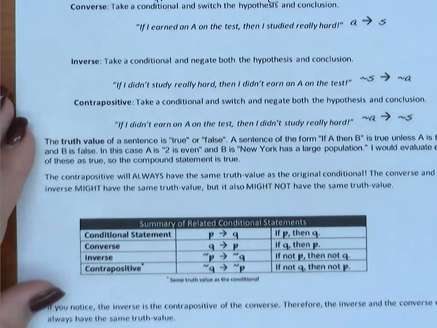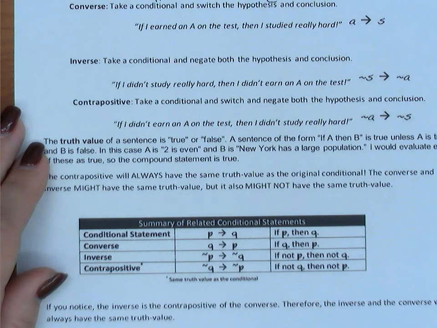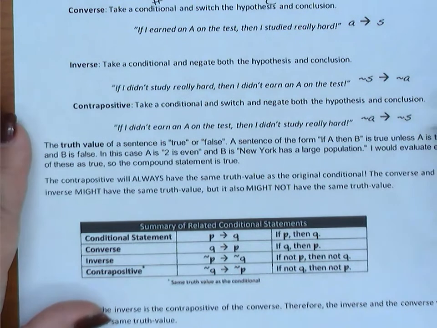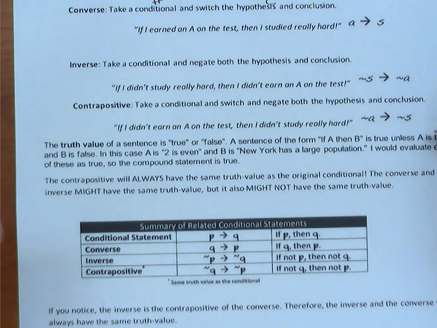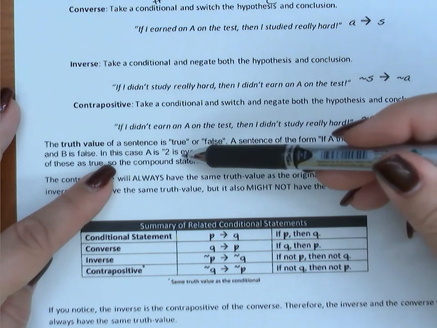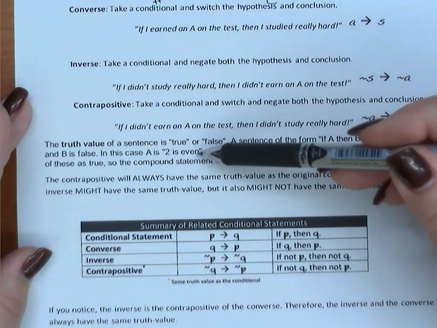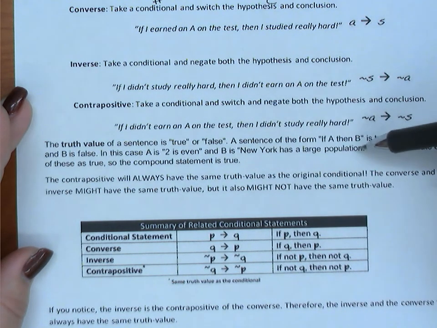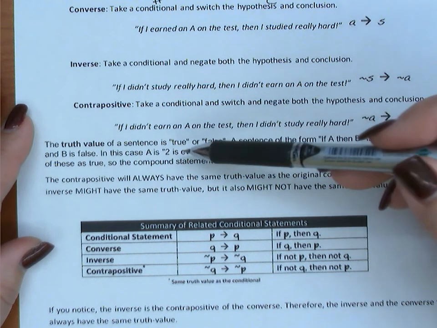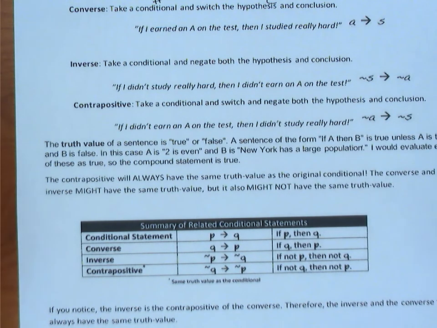Okay, some of the things that you need to be aware of. A term, the truth value of a sentence, is true or false. So when I make a conditional statement, or I make a statement, the statement is either true or false. A sentence in the form of if A then B is true unless A is true and B is false. So if I make a statement where A is true and B is false, then it's a false truth value. In this case, let's just say that A is that 2 is even. That's true. And let's say that New York has a large population. That's true. That's B. So if I put those two things together, I could evaluate that as a compound statement. It would say 2 is even and New York has a large population. Both of those are true statements.